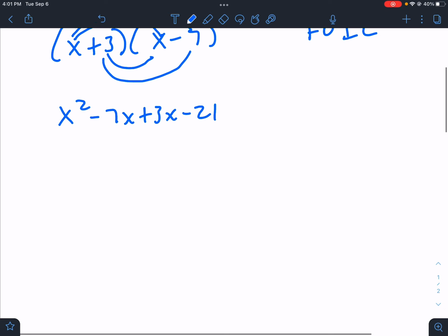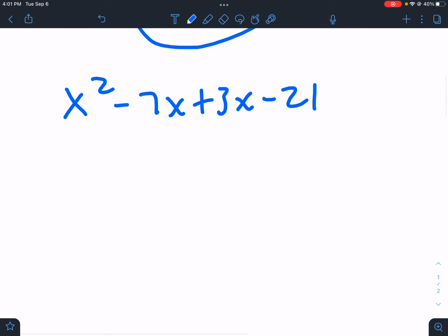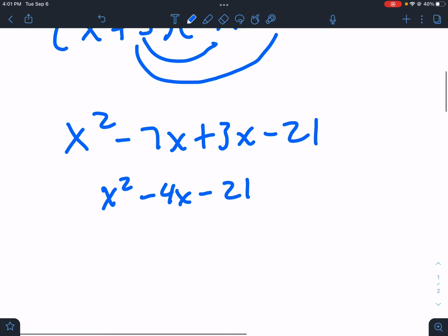Now, we're not done yet. At this point, you would combine like terms: x squared minus 7x plus 3x minus 21. You would combine those, and you would get x squared minus 4x minus 21. All right.